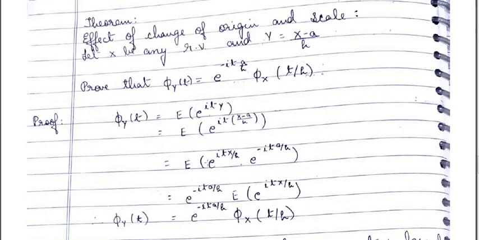Now, effect of change of origin and scale. Let x be any random variable and y is equal to (x minus a) upon h, right? So effect of change of origin and scale means you find the mean, so suppose you take x equal to (x minus small a) divided by h, and you can take a new variable z minus a upon h.